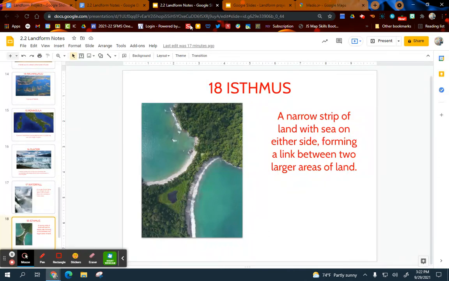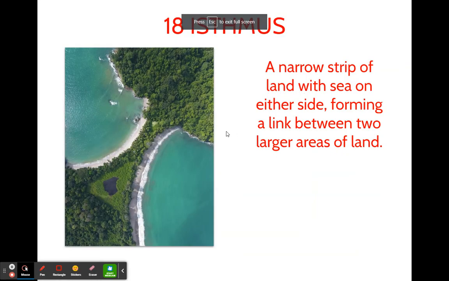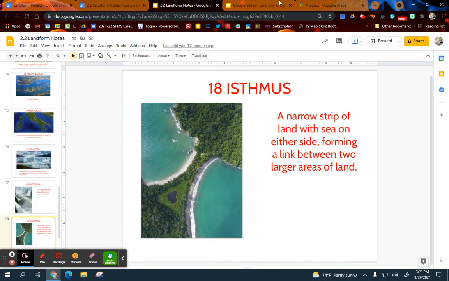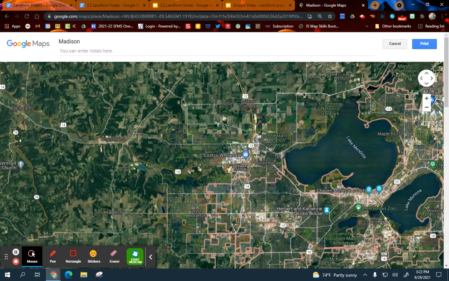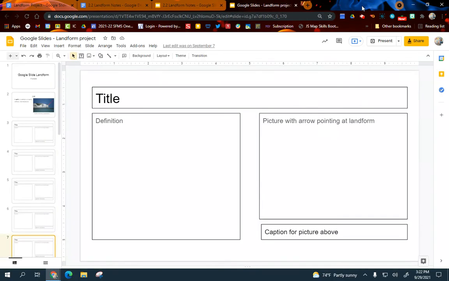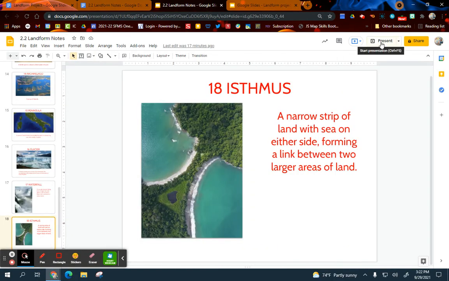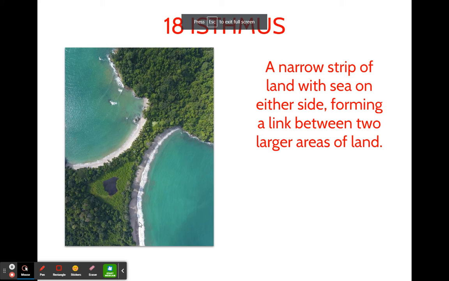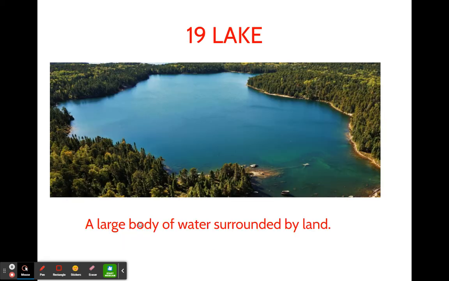And so if we go back to our notes, just like the picture here, it's a narrow body of land, and there's two bodies of water on either side, right? And then the larger body of land is over here, the airport, all that stuff is over here. So an isthmus is basically the opposite of a strait. Instead of a narrow body of water, it's a narrow body of land.